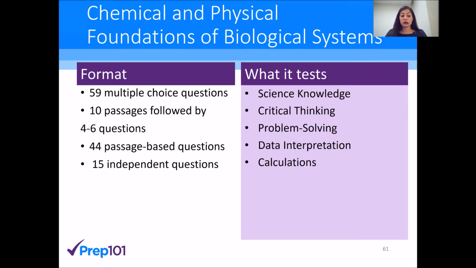44 of those questions will be passage-based questions, meaning in order to be able to answer them correctly, you must have read and understood the passage, unless, of course, you had some lucky fluke. 15 of those questions will be independent questions. Independent questions meaning that if you had a strong study background, you would be able to answer those questions right away. They will not be based on information that you have to retrieve from a passage. Okay, so that basically sums up the physical sciences section, which is the first section that you see.